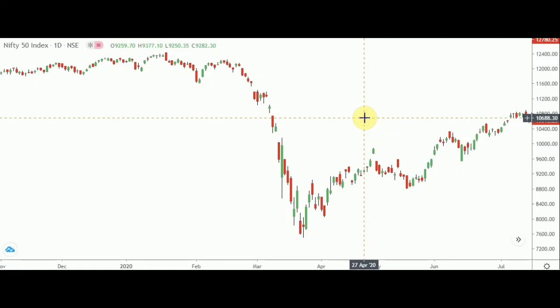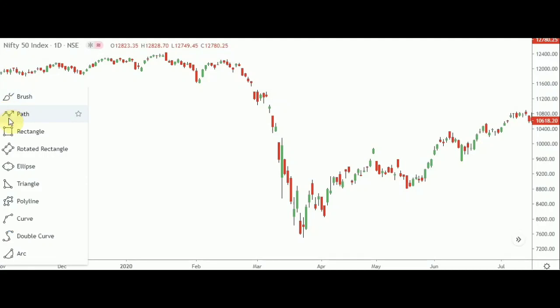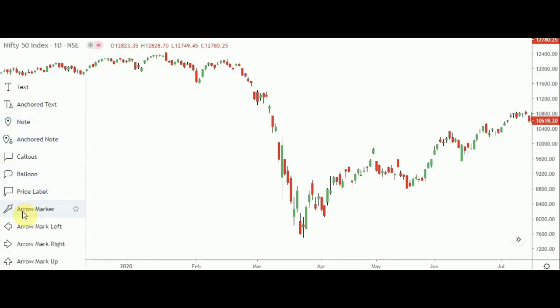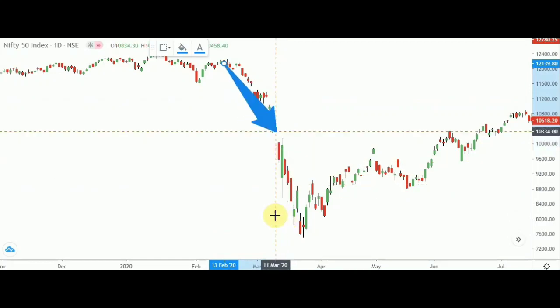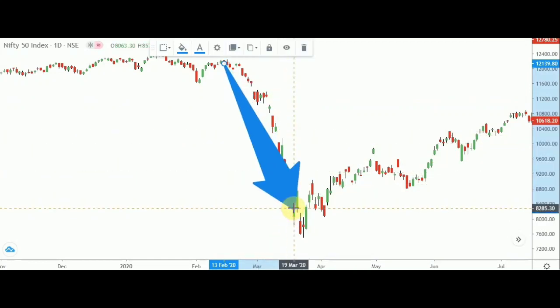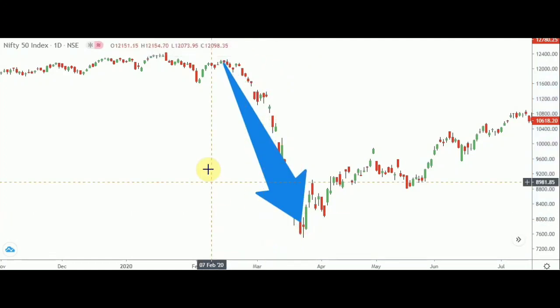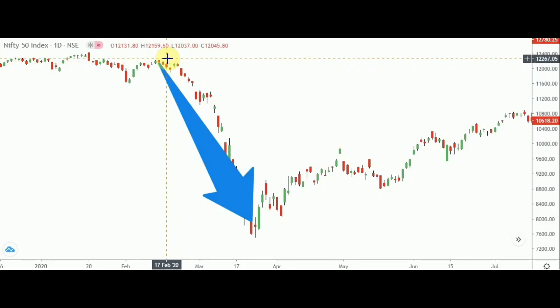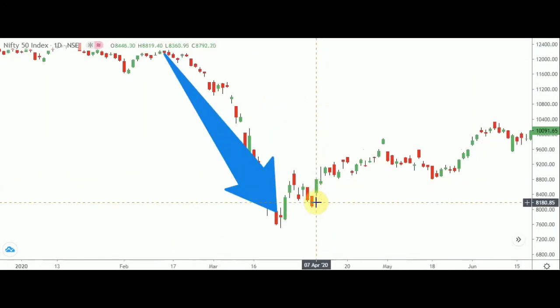Everyone knows about Nifty. You see here, my friend, from this 14th of Feb, the market started to come down. There was a crash across the globe. Now let me just draw so that you understand. Here you see the downtrend started. Clear? From this day you can see the downtrend started.